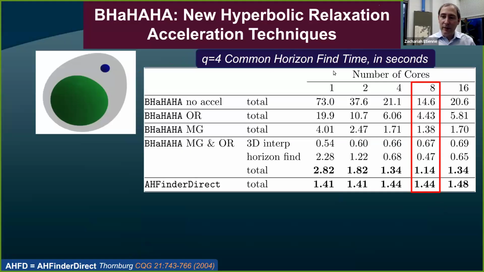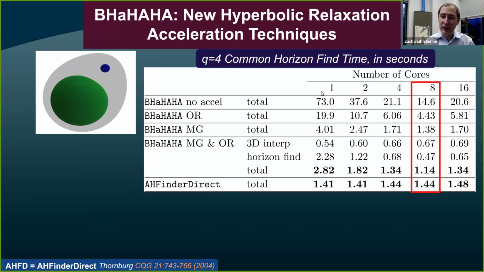So here is the Q equals 4 common horizon find time. I'm showing here the optimal number of core counts that Bahaha uses. I actually haven't gone to much trouble to optimize for higher core counts. 8 is close to what we normally use anyway, and 8 cores is pretty common nowadays in consumer grade desktop computers. But it's also common with the Einstein Toolkit.